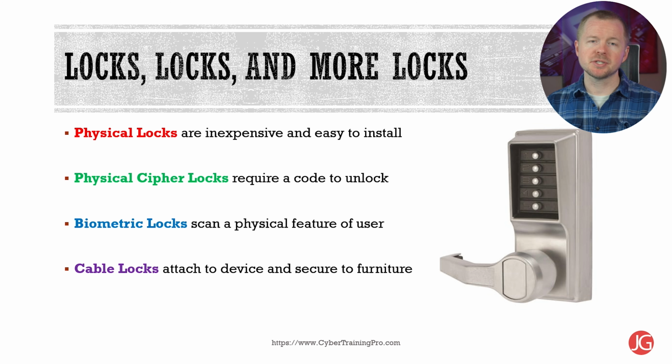Like anything with biometrics, you need a system that has a low false acceptance rate so that only authorized people can actually get access. And then cable locks are just like you might see with bikes, except they attach to a computer and then around furniture. These locks have either a key or they require a code, and they work well as a theft deterrent.